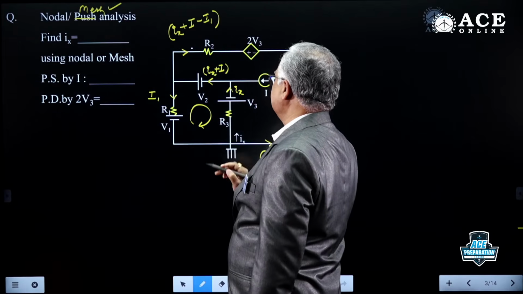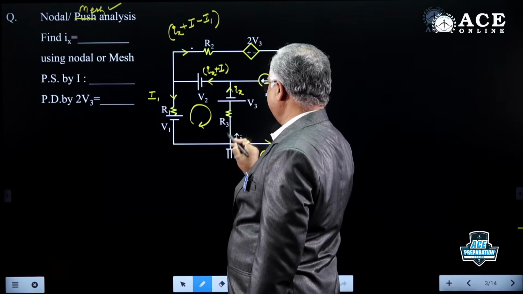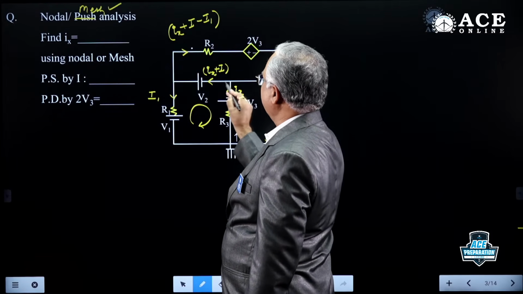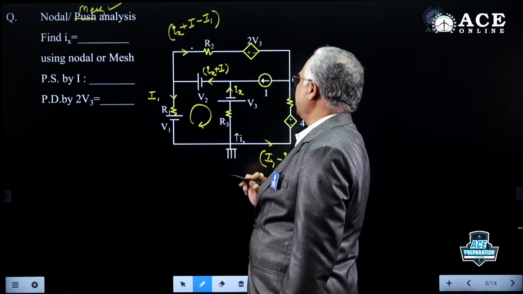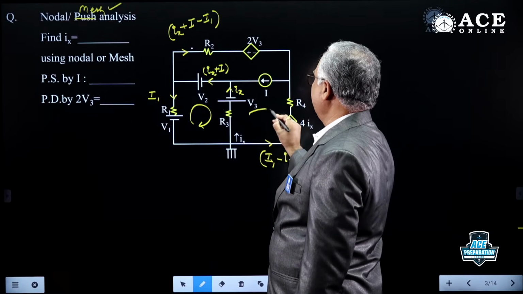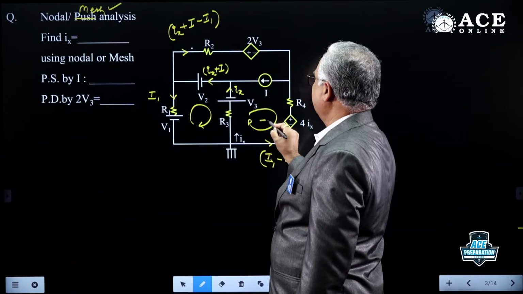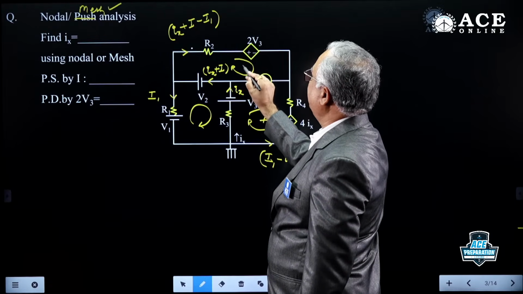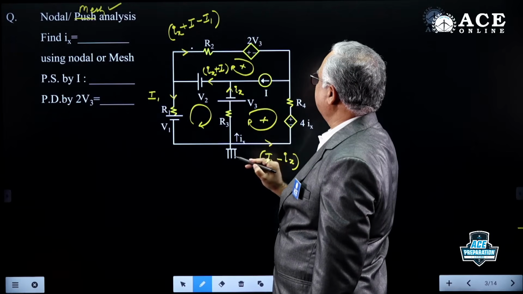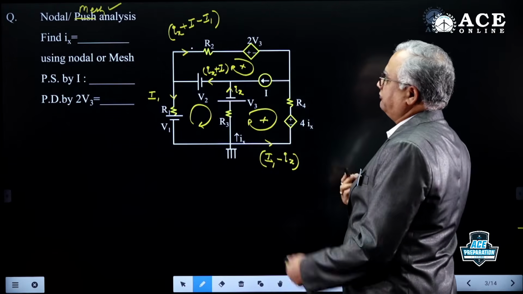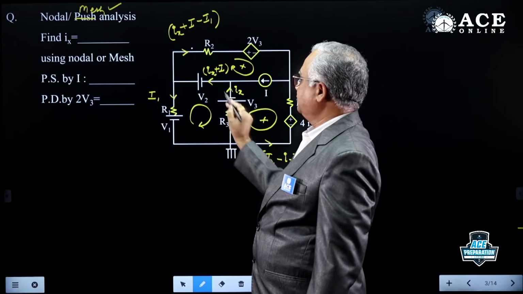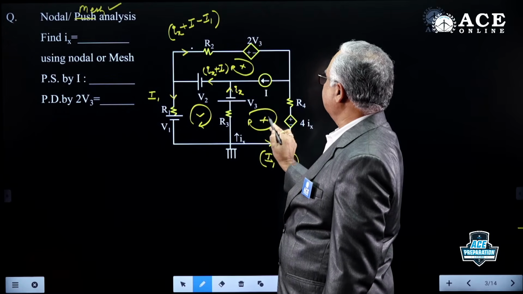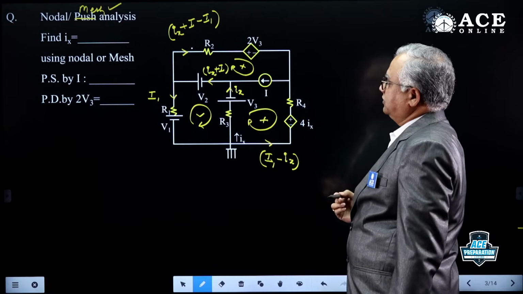Remember, when we are writing a mesh equation, see that there is no current source in the loop. That is the only important rule. Here you can't write a mesh equation. Why? There is a current source. Here also you can't write a mesh equation. Why? There is a current source. But two unknowns are there, so we have to write two equations. One possible equation is allowed, but what is the second? This second is not allowed. But how would you take the other one?